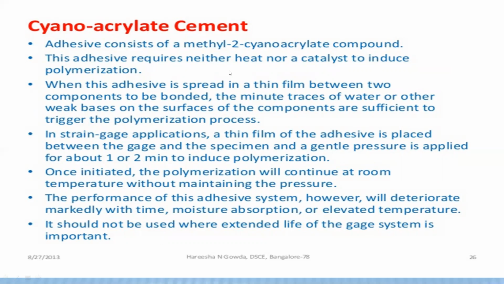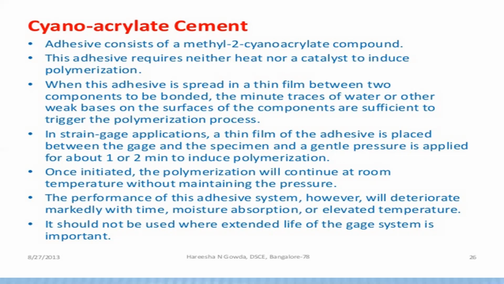This adhesive requires neither heat nor a catalyst to induce polymerization. So this type of cyanoacrylate cement adhesive material, we are using this type of adhesive for bonding of strain gauges, without heat application or a catalyst to induce the polymerization process.